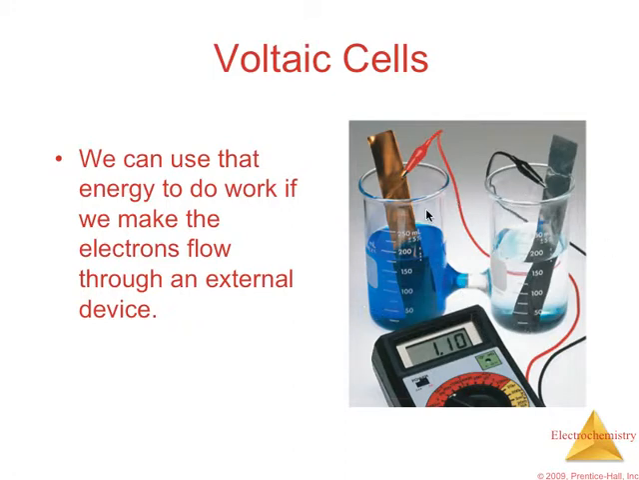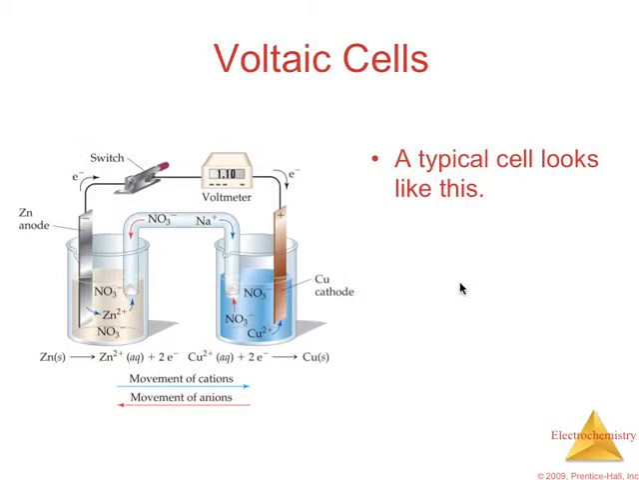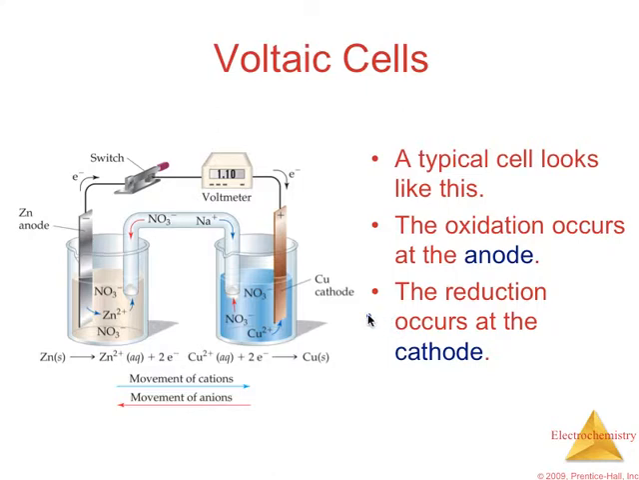This is one half of the cell, this is the other, and they're actually called half cells. They're connected by a semi-permeable material, and the whole thing is called a voltaic cell. Okay, and a typical cell looks like this. The oxidation occurs at the anode and the reduction occurs at the cathode.